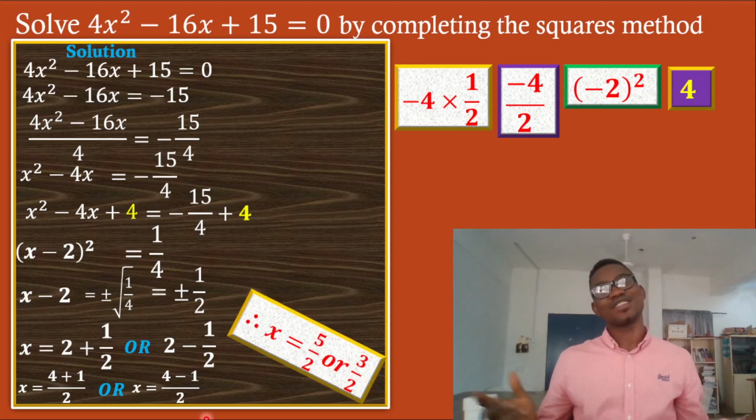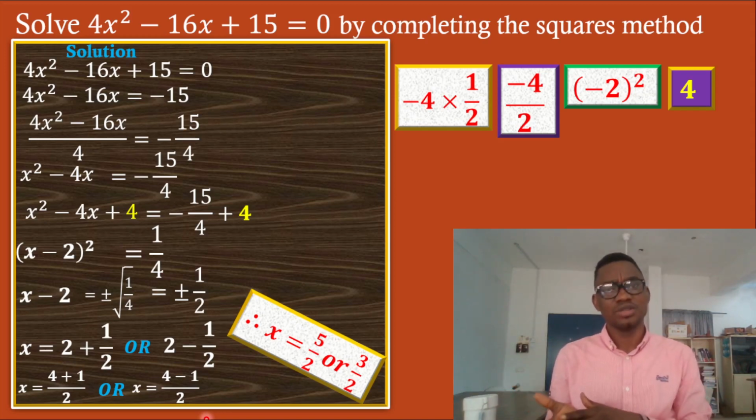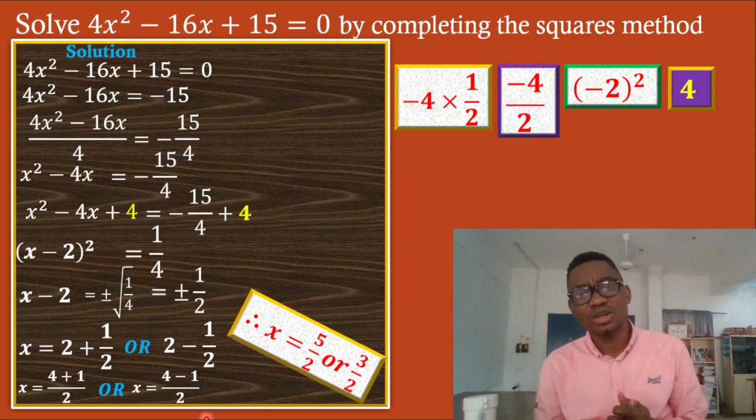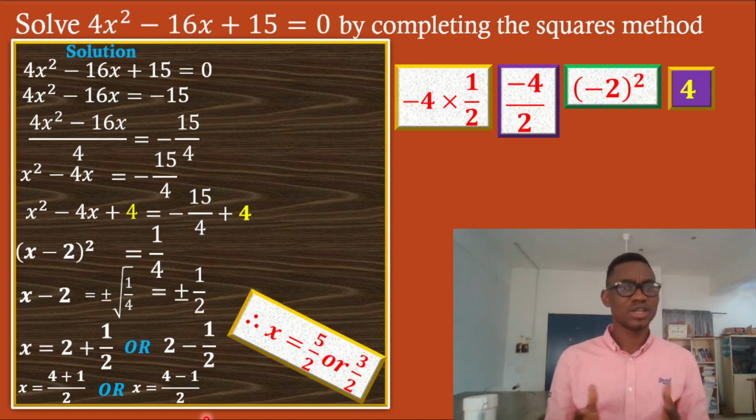Like I said earlier, if you employ any other method, you still get the same answer. If you employ the graphical method or formula method or factorization method, you still get the same answer. So you just have to know all the methods of solving quadratic equations. And as you can see, this method is not ambiguous, it's very, very simple.